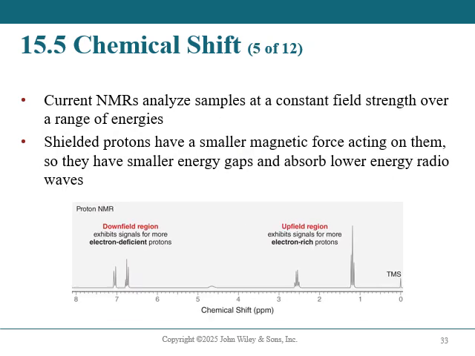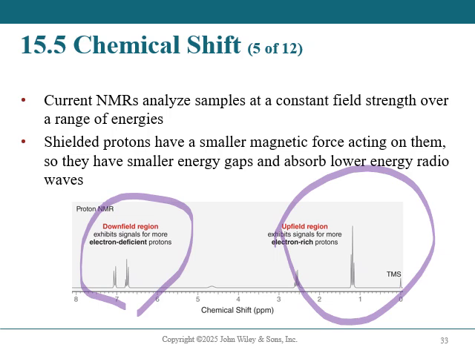Current NMRs analyze samples at a constant field over a range of energies instead. We sort of flip the script now. Shielded protons have a smaller magnetic force acting on them, so they have a smaller energy gap and absorb lower energy radio waves. So we look at downfield, they're actually on this side, whereas upfield tends to happen on this side of the graph. So downfield, upfield.